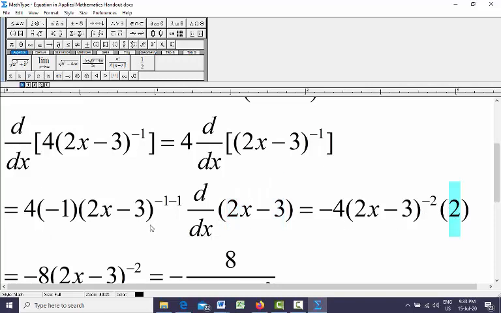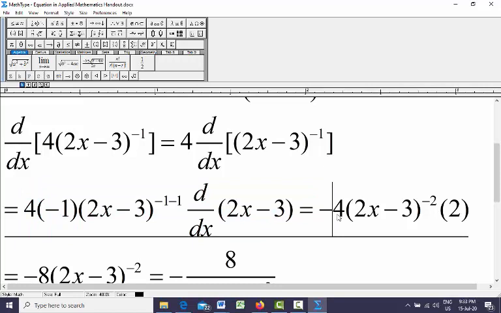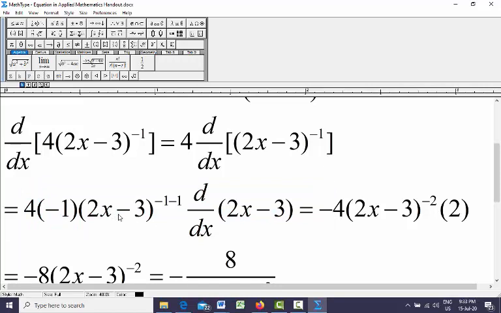Now from this one we get minus 1 multiplied by this 4. We can write minus 4. And then we have 2x minus 3, and on top of that we have minus 1 minus 1, so the power will be minus 2.